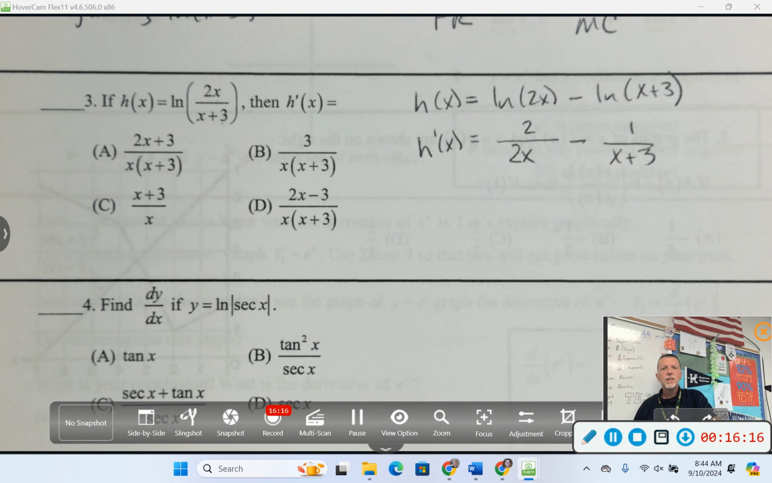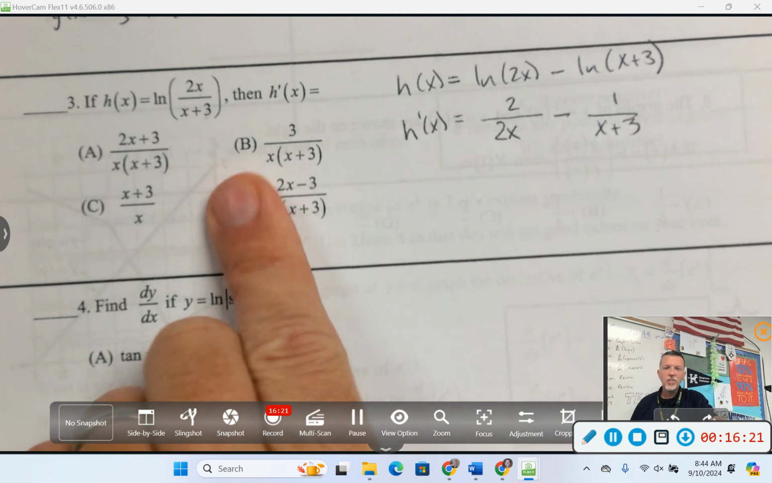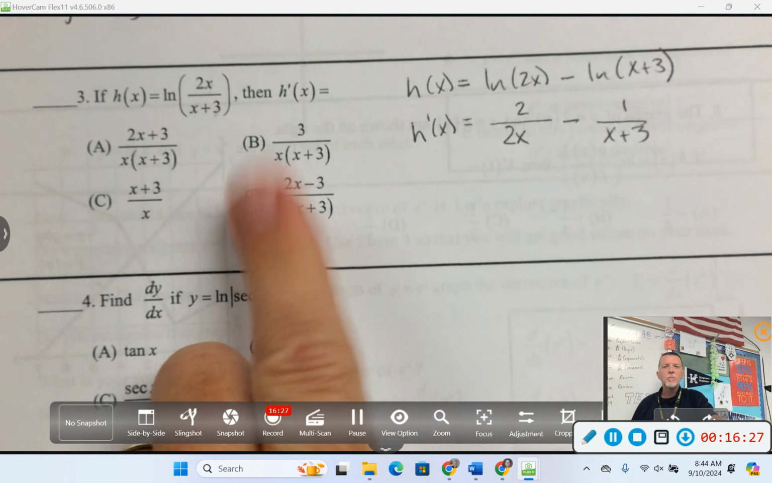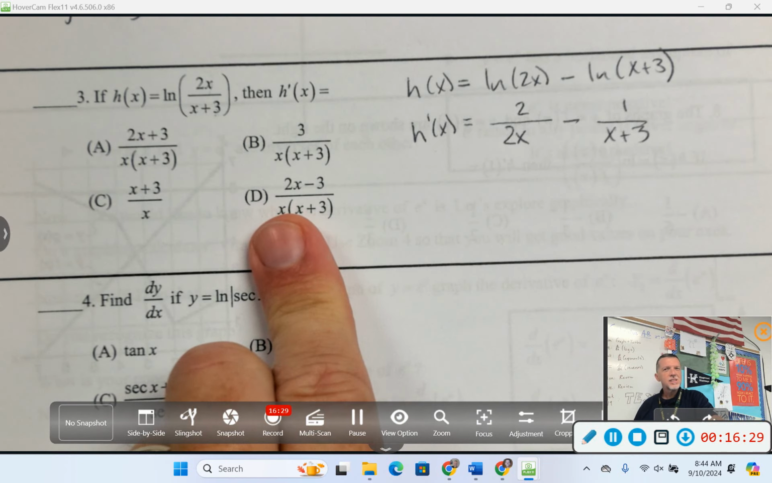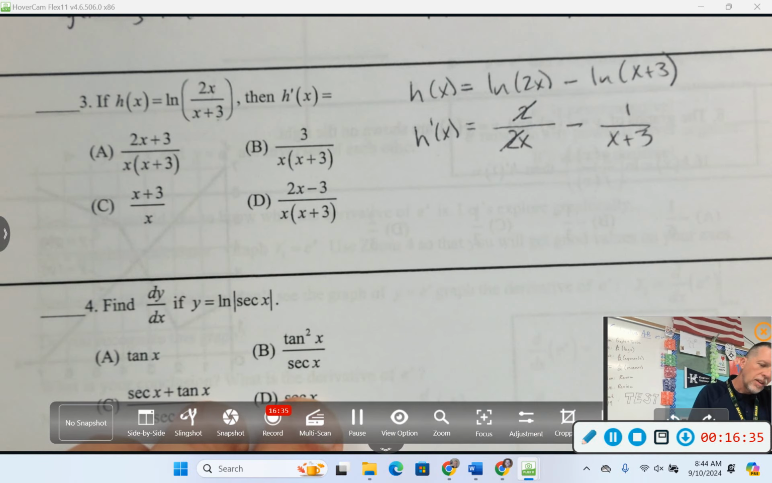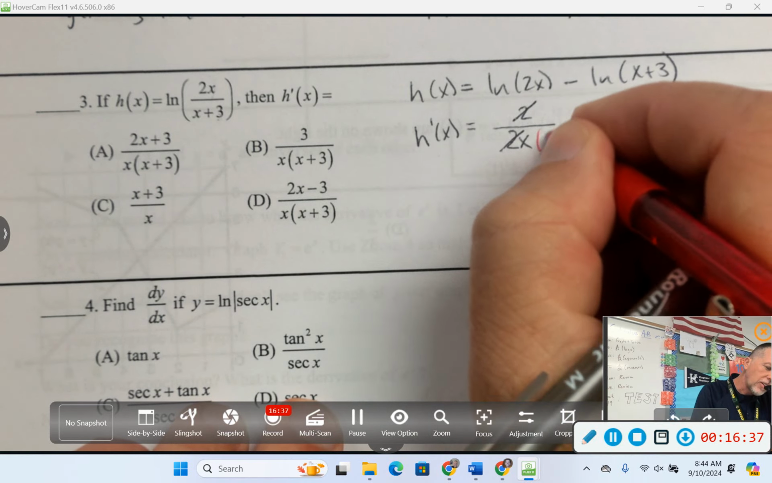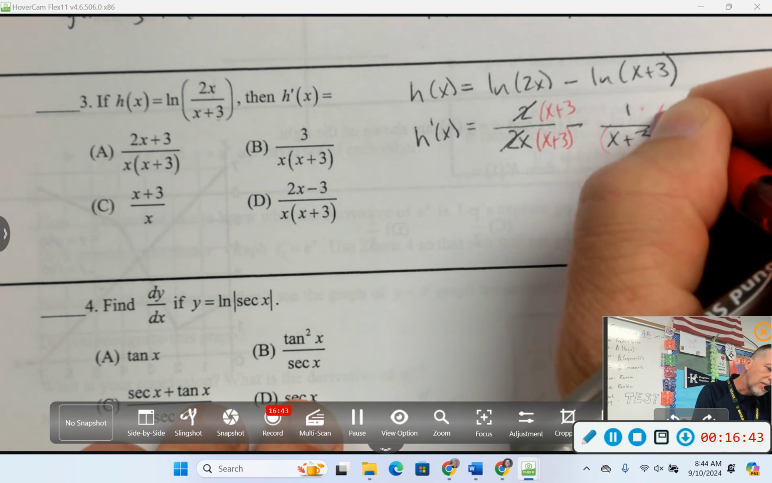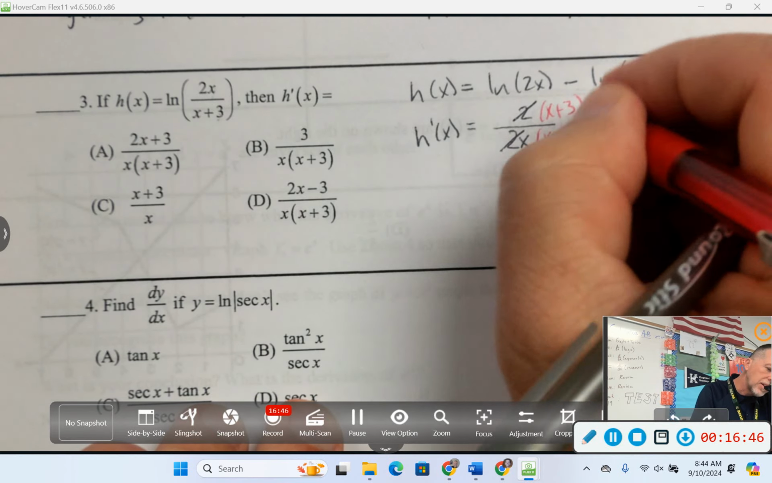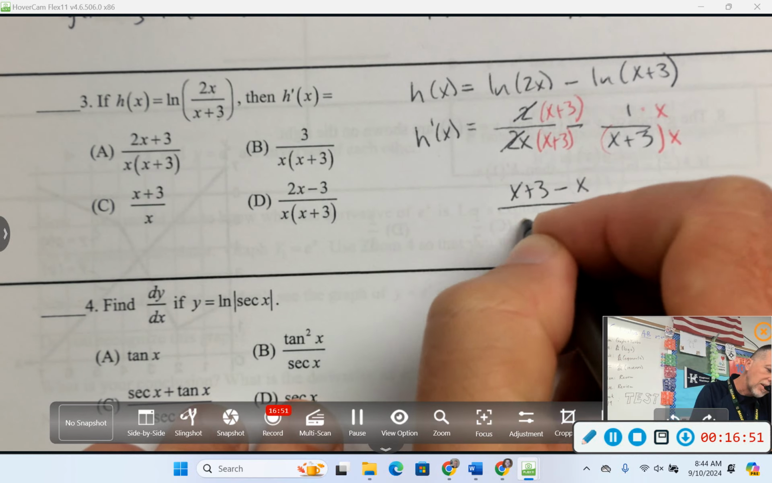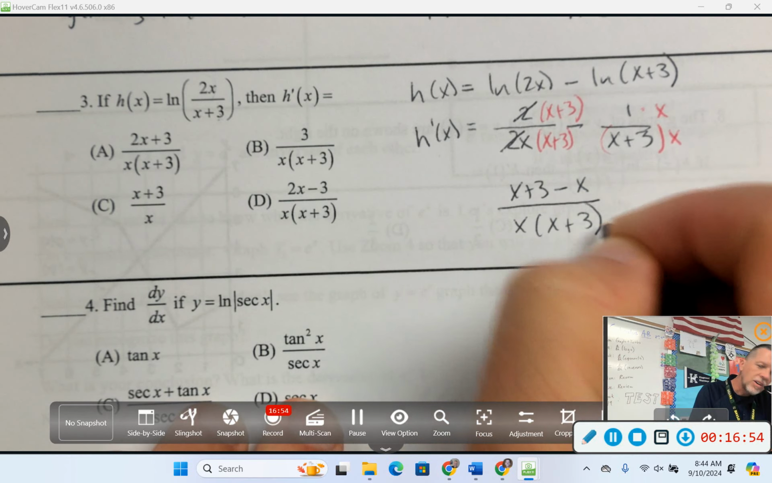Uh-oh. Well, maybe uh-oh. I'm starting to look at my answers, and none of them match what I wrote. So how do I get from what I wrote to what my answers are? I need a common denominator. I can also reduce that 2 there. So my first fraction needs an x plus 3 top and bottom. And my second fraction needs an x in the top and the bottom. So x plus 3 minus x over x and x plus 3.